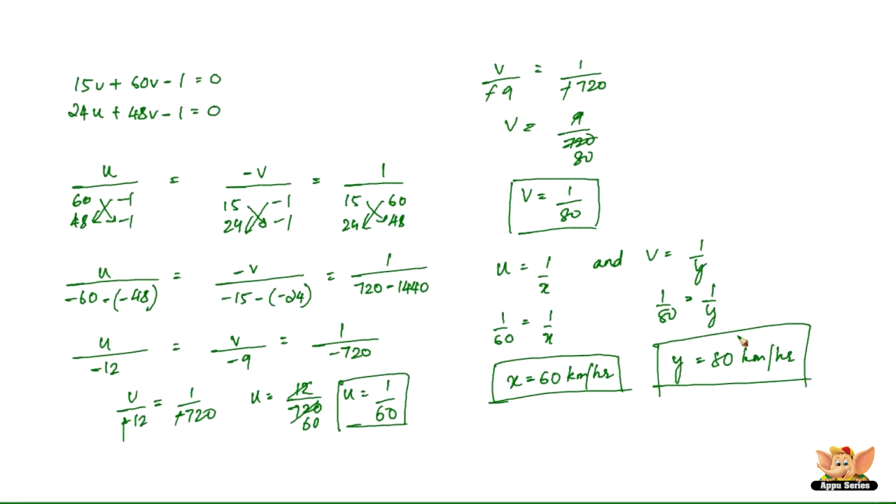Which ends here when we find the speed of the train to be equal to 60 kilometers per hour and the speed of the car to be equal to 80 kilometers per hour. So this ends this problem as well as this video.